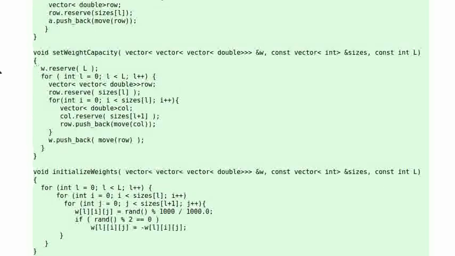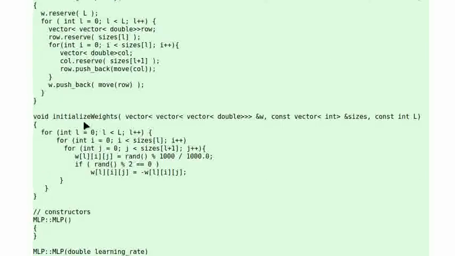And we also need to set the capacity of the weight vector W, which is three-dimensional. So we use the same trick, and we need to do it 3 times. And the external function initialize weights is to initialize W with some random weights.